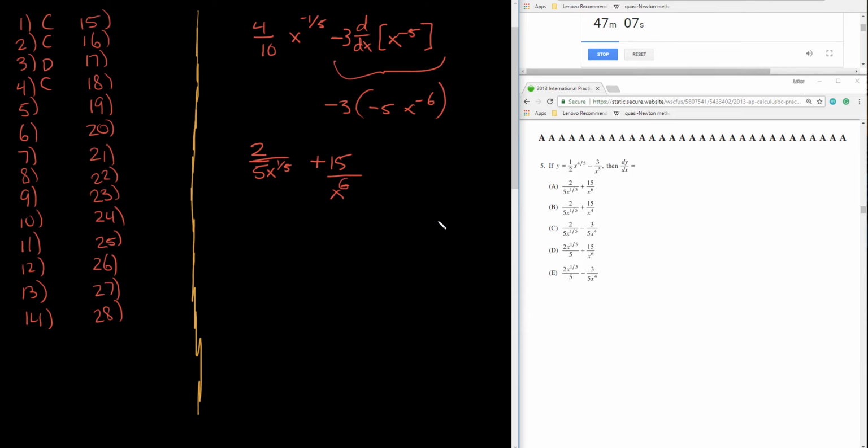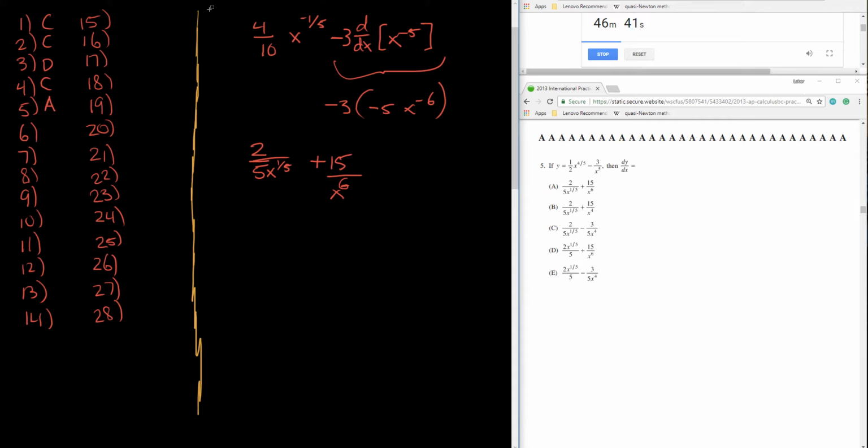All right, so which one answers this? Looks like C is doing a good job. No, it's not. Looks like D is doing a good job. No, it's not, actually, because the x is on the top. Looks like A is doing a good job. So A says 2/5 divided by x to the 1/5 plus 15 divided by x to the 6th, which looks to be correct. Okay, answer A.